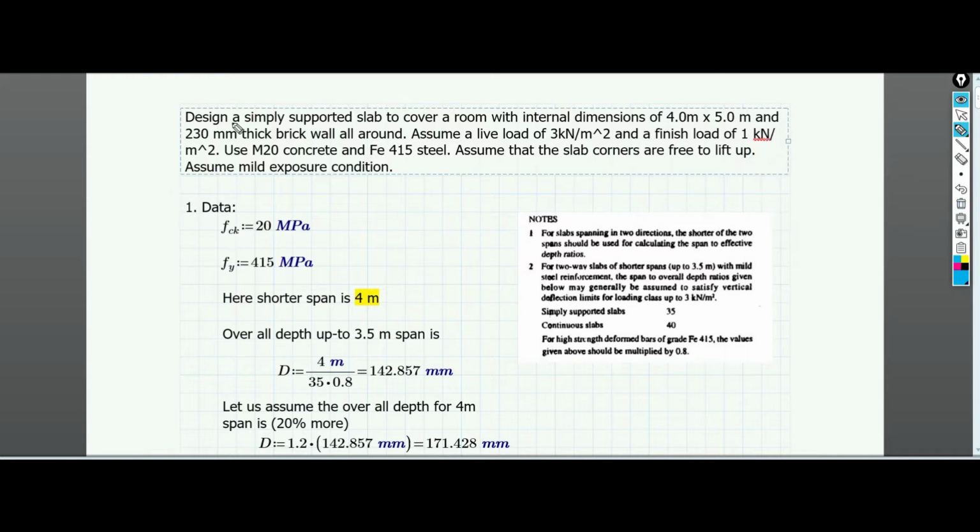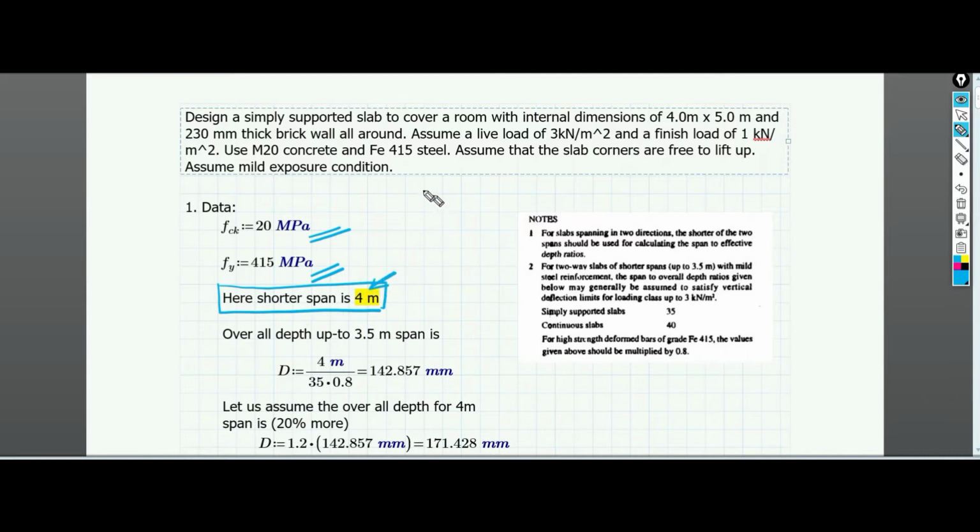So let's look at the data that is available with us. That is fck, the characteristic strength of concrete, is 20 MPa, and steel Fe415. Here we need the shorter side always. The shorter side here is 4 meter. This is the clear distance, clear span.